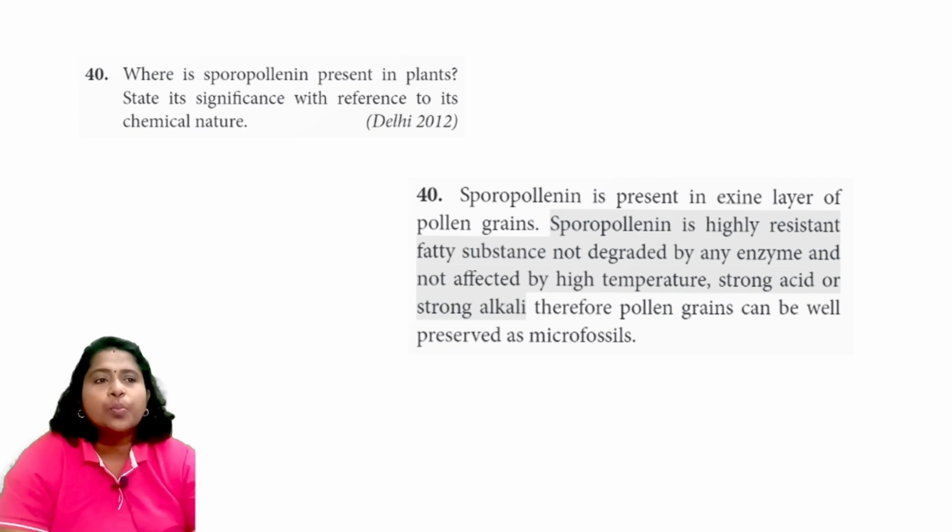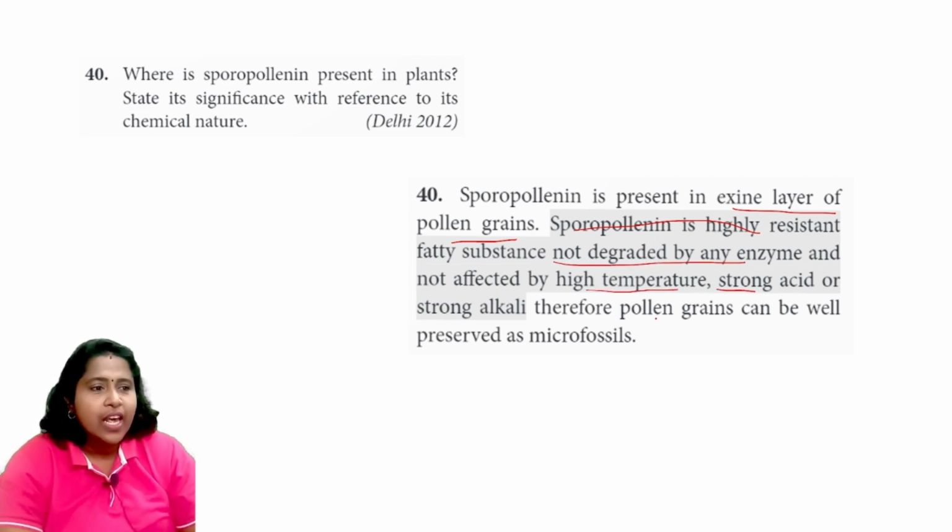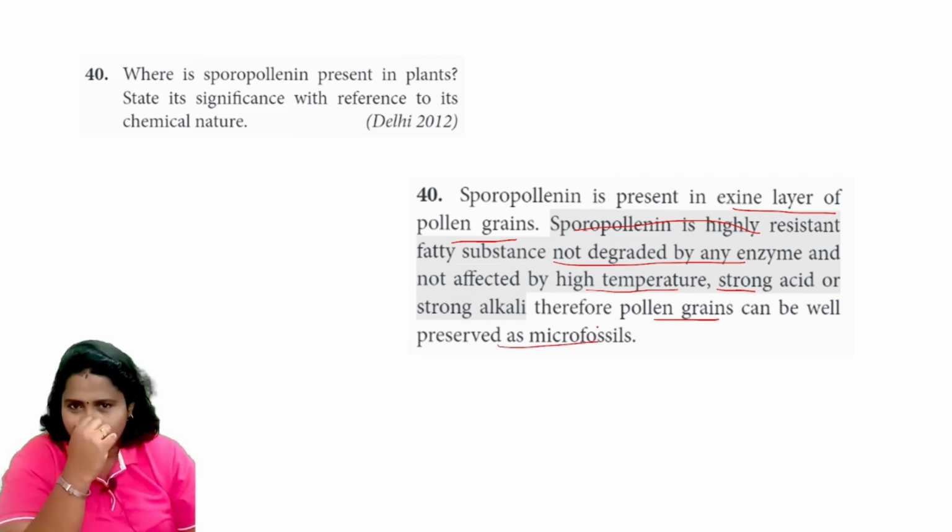Okay. Now, where is sporopollenin present in plants? State its significance with reference to its chemical nature. Sporopollenin, where it is present? It is present in the exine layer of the pollen grains, correct? And it is highly resistant and not degraded by any enzymes, high temperature, strong acid, everything. So it can be preserved against microorganisms. This is what I explained.